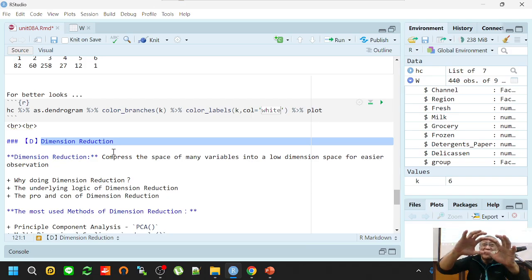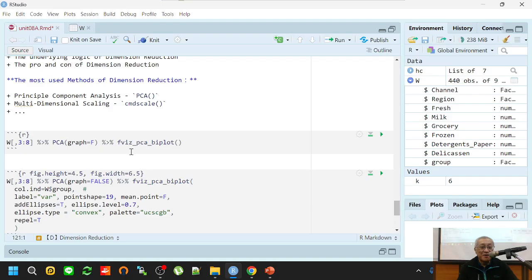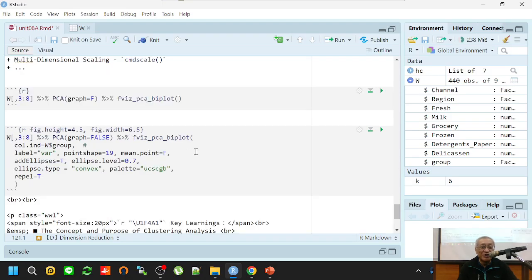When you have a 10-dimensional space and you want to visualize it, you cannot draw a 10-dimensional space. You cannot imagine that, right? So we have another multivariate statistical technique called dimension reduction. Let's see how we do it first.